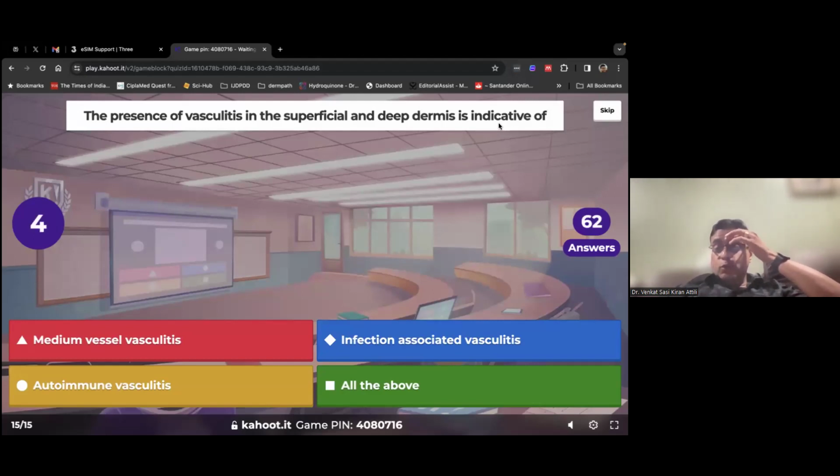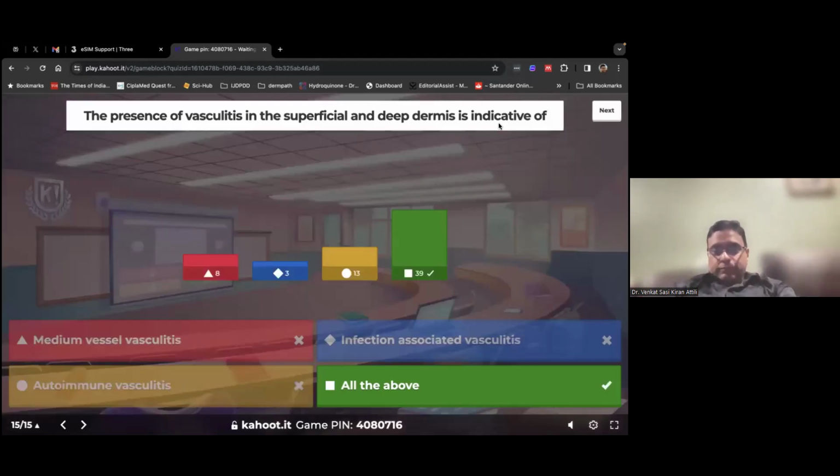Let's see who tops the quiz. All of the above is the correct answer. As I told you, when the superficial and deep dermis are affected, it indicates either medium vessel vasculitis or a systemic cause. And in that case, the systemic cause can be infection-associated or autoimmune vasculitis as well.